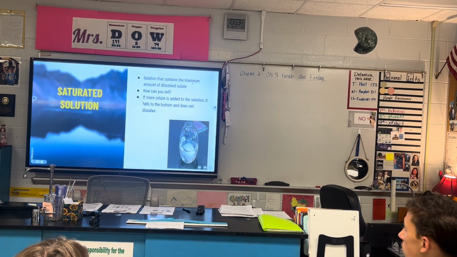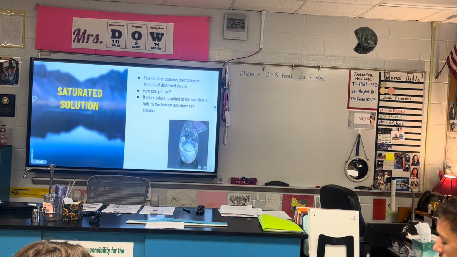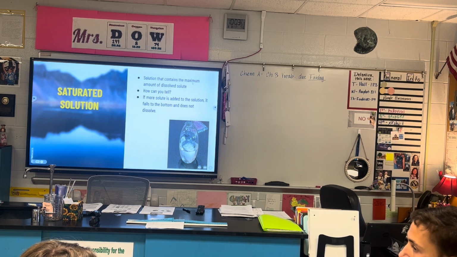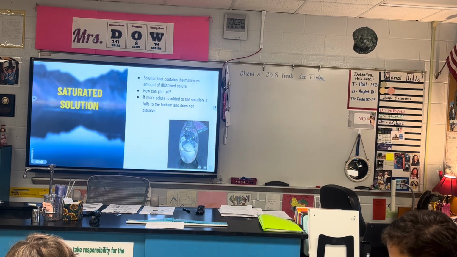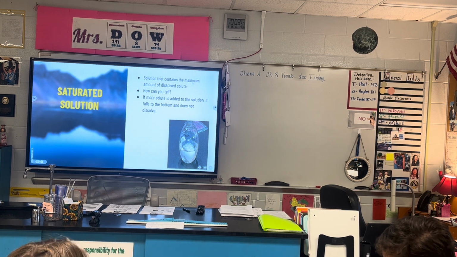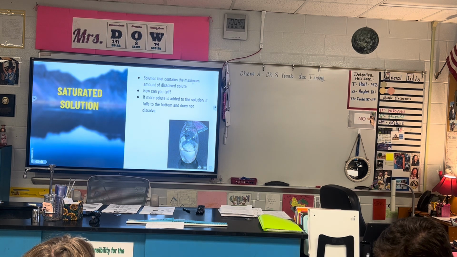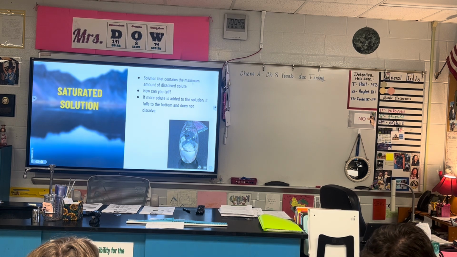Maximum amount. So at least have out either some paper for notes or at least have out the notes looking at them on your computer, one or the other. So a solution that contains the maximum amount of dissolved solute is saturated.